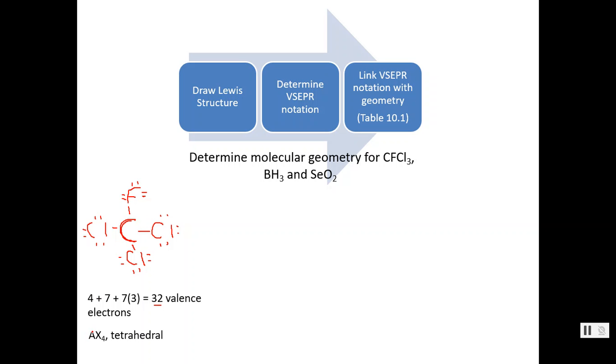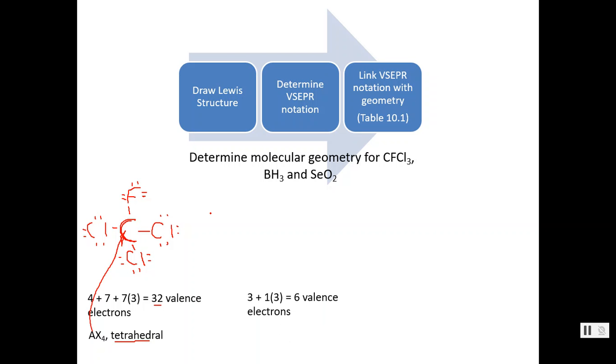So my VSEPR notation, A being the carbon, X being the 4 outer atoms, and there's 4 of them, is AX4. And looking at table 10.1, you will see that anything with an AX4 VSEPR notation has a tetrahedral molecular geometry. So that's the answer for CFCl3. Let's go ahead and do BH3.